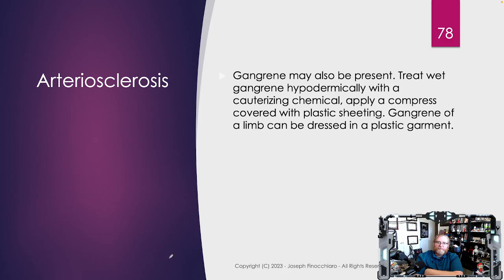Gangrene may also be present. Treat wet gangrene hypodermically with a cauterizing chemical. Apply a compress covered with a plastic sheet. Gangrene of a limb can be dressed in a plastic garment.